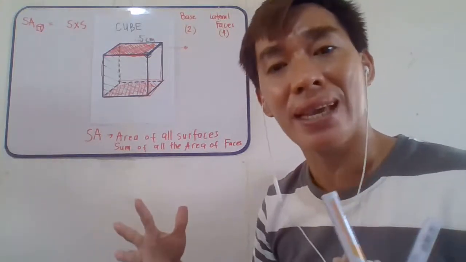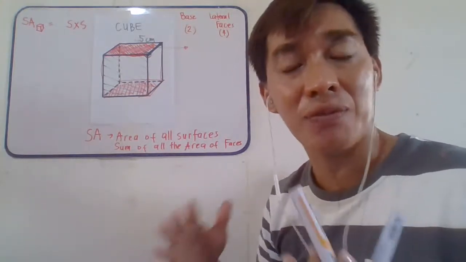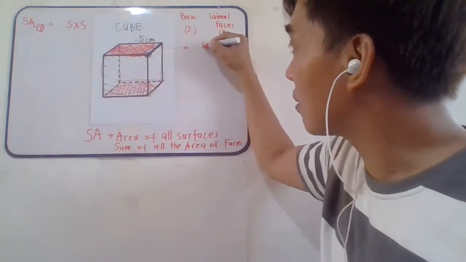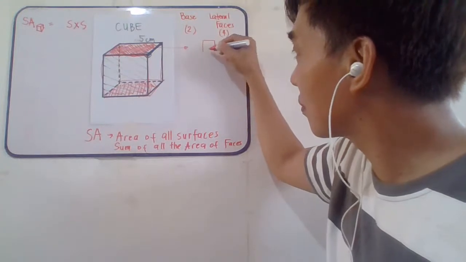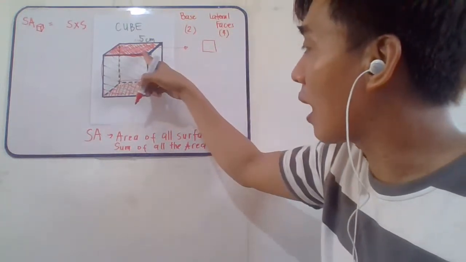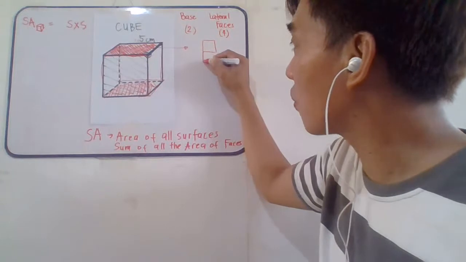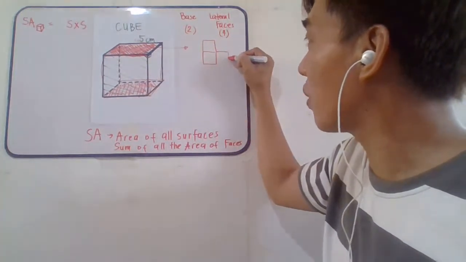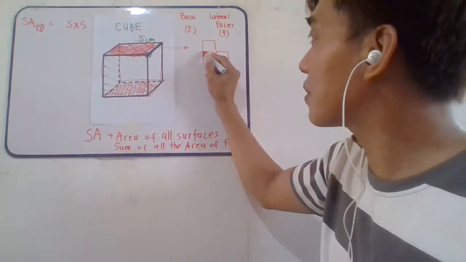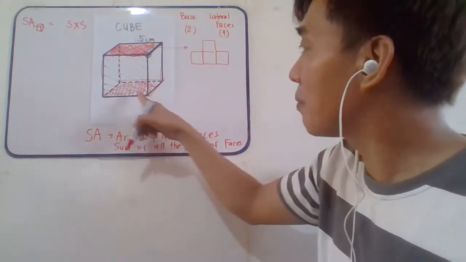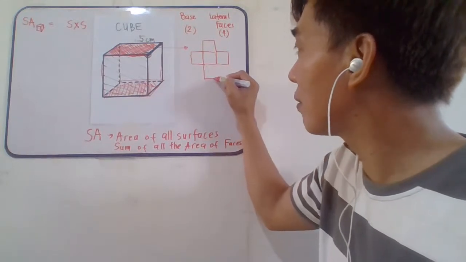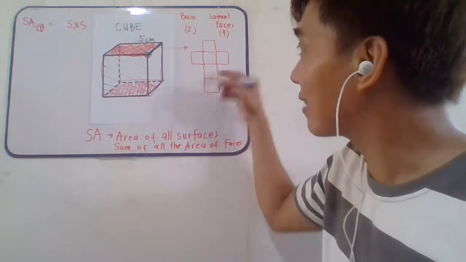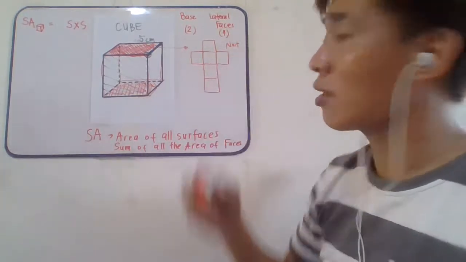If you will open it, the flat figure that it could create is what we call the net. So the upper portion here is a square. Of course, the back is also a square, the right side is also a square, the left side is also a square, the bottom is also a square, and of course the front is also a square. So this is what we call the net. It looks like this.